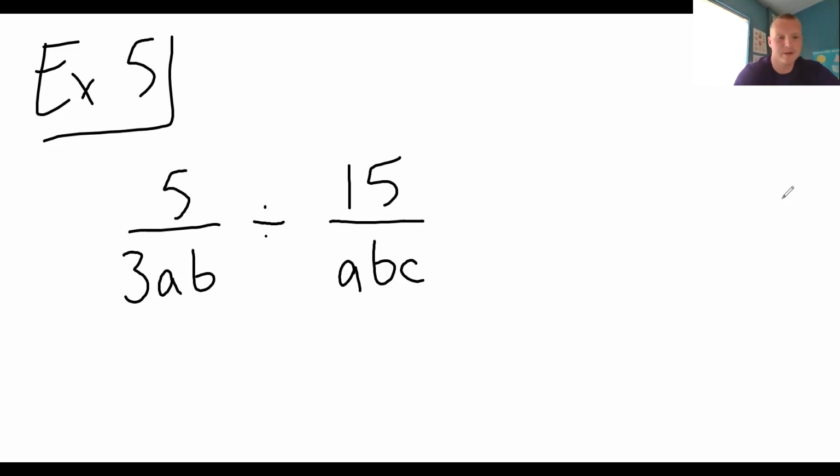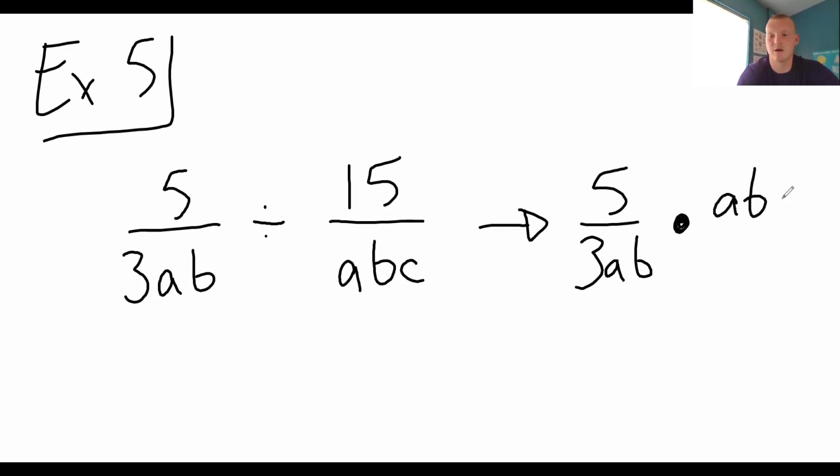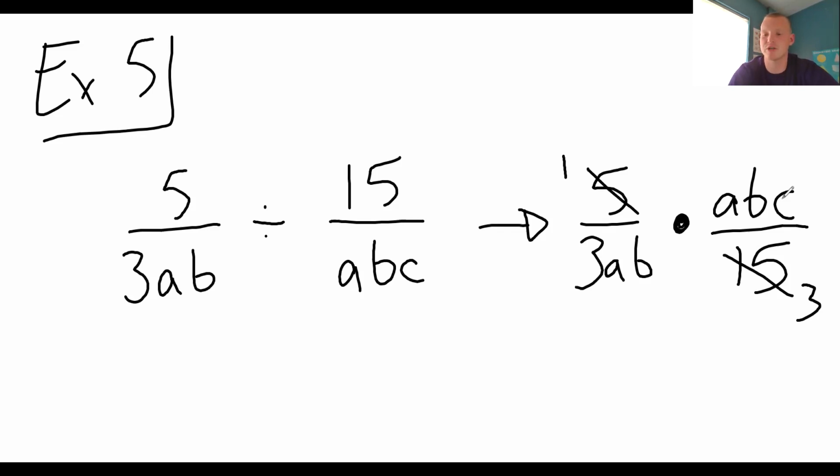Okay, that's fine. So let's first find the reciprocal. We would have 5 over 3ab, flip our 15 over abc, so now we have abc over 15. And what reducing can I do right here? Yep, 5 and 15. 5 goes into both of them. I'm left with 1 in my numerator in my first fraction, and in my denominator in my second fraction, I'm left with 3. And then Madeline, what can I do with the letters? Can I get rid of any of those?